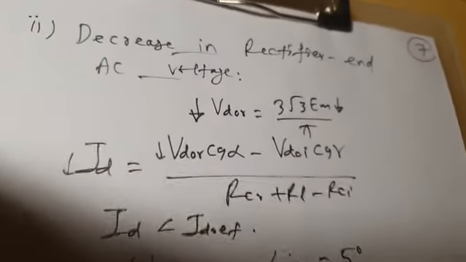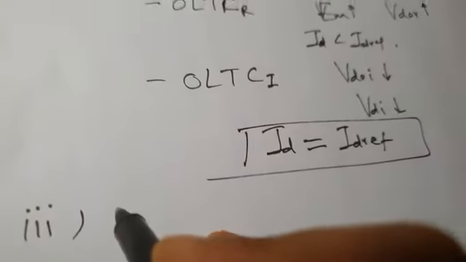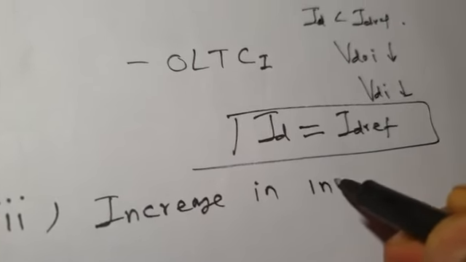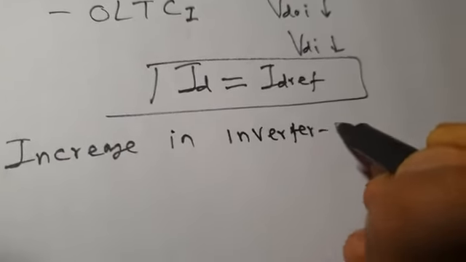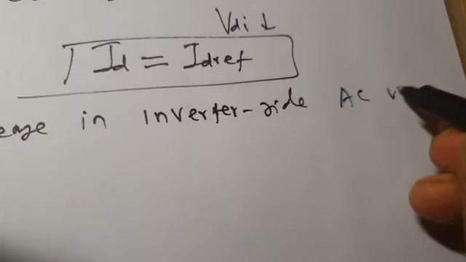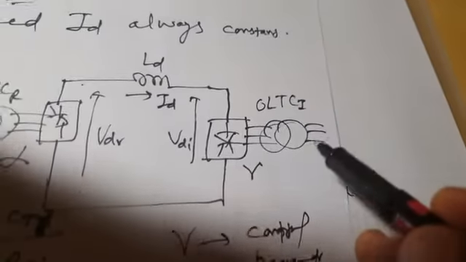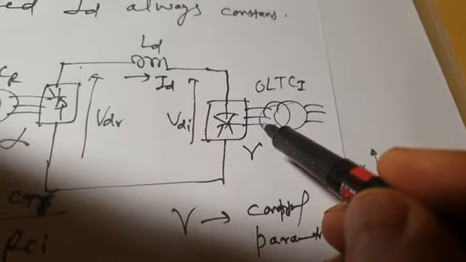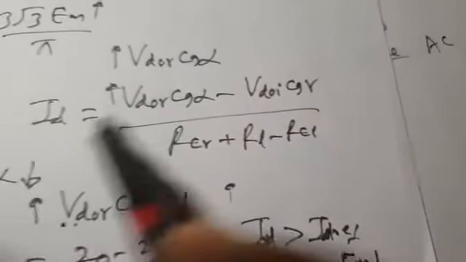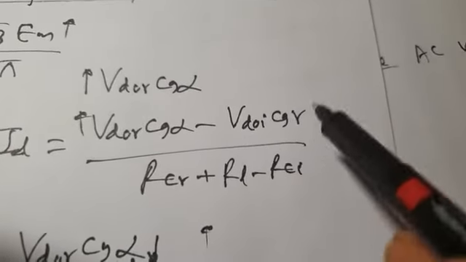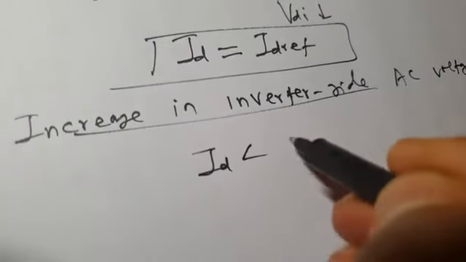Now the same problems may occur on the inverter side. Now we will take the third possibility, that is increase in inverter side AC voltage. Let us suppose inverter side AC voltage has increased. Some fault has occurred here that has increased the inverter side AC voltage. What will that do? That will increase this VDOI cos gamma. So ID is equal to (VDOR cos alpha minus VDOI cos gamma) divided by this. Since the inverter side voltage has increased, current will become less than ID ref. So ID will become less than ID ref.